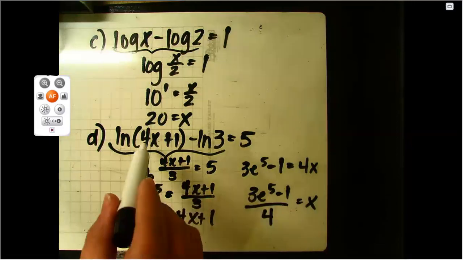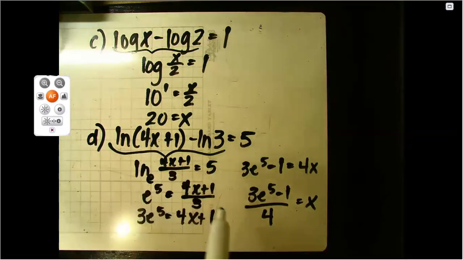If I were to plug this back in, the 4's cancel. So I'm left with 3e to the 5th minus 1 plus 1, or in other words, 3e to the 5th. And that's going to be 3 times 2.7 to the 5th, which is positive.